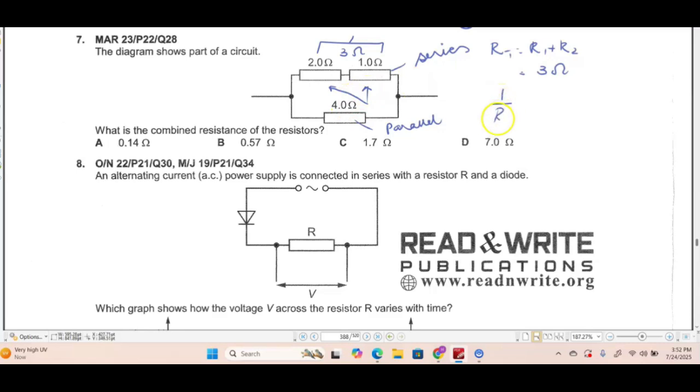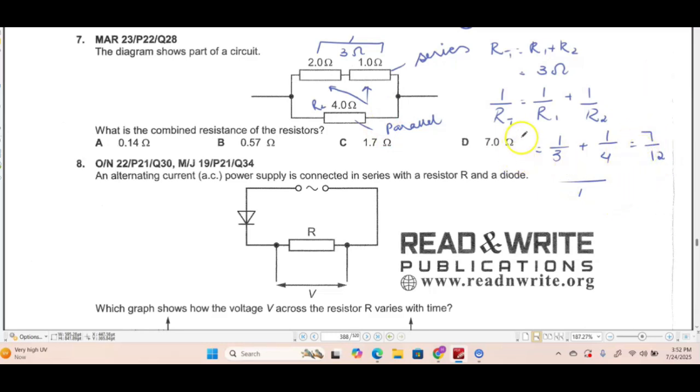So for parallel resistors, our total is 1 over R1 plus 1 over R2. Okay. So R1 in this case is 3 ohms, and R2 in this case is 4 ohms. So you can easily do the calculations, and this is going to be 7 over 12.